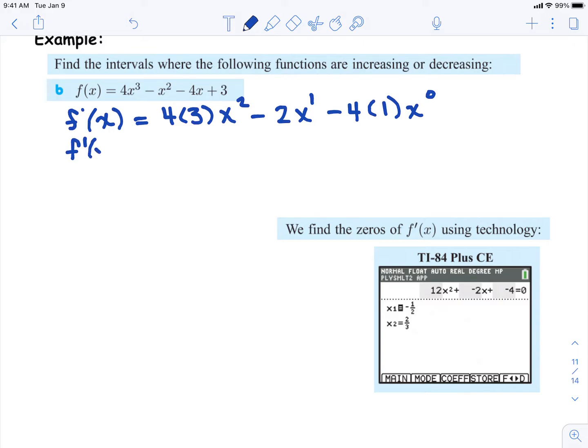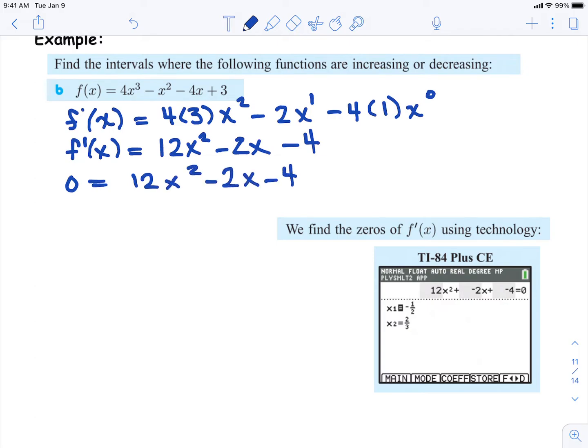So our derivative function will be a quadratic function. Step 2 is to set the derivative function equal to 0 and solve for x. So in a previous example, we factored the function and then used our zero product property.